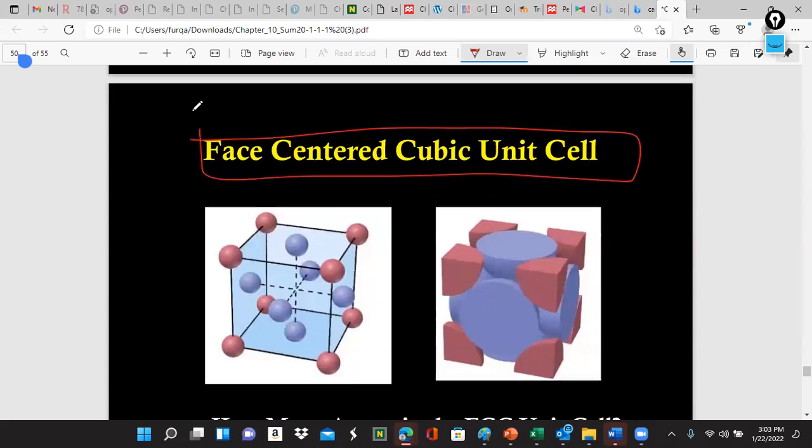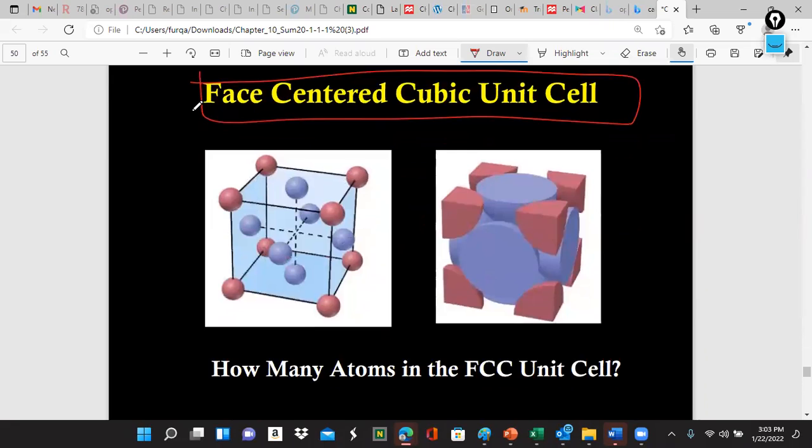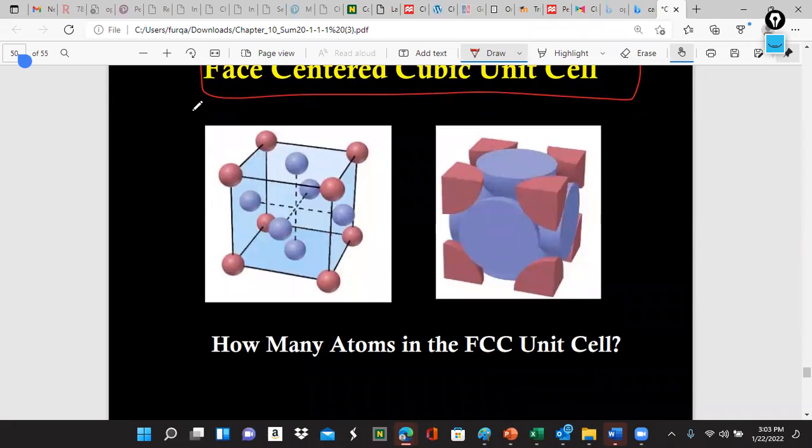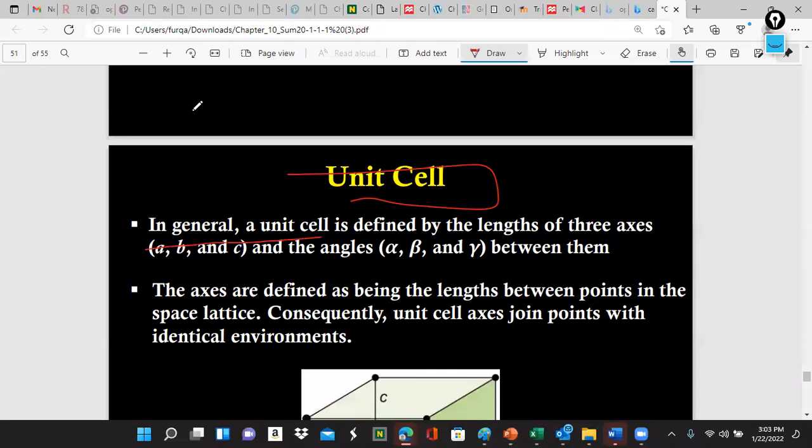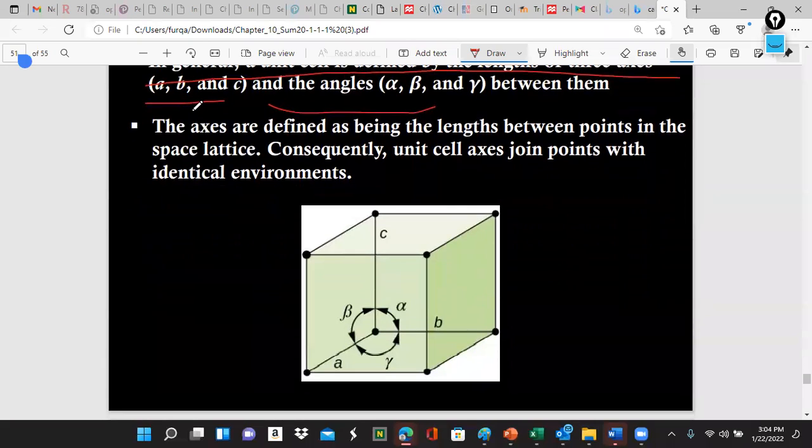And this is like a natural thing where the solids are going to solidify in this crystalline form in the unit cell, which is the repeating unit in the crystalline structure. So what is a unit cell? In general, a unit cell is defined by the lengths of the three axes A, B, C, and the three angles alpha, beta, and gamma. So you see that there are three different axes A, B, and C, and three different angles, and their values correspond to the different types of unit cells.